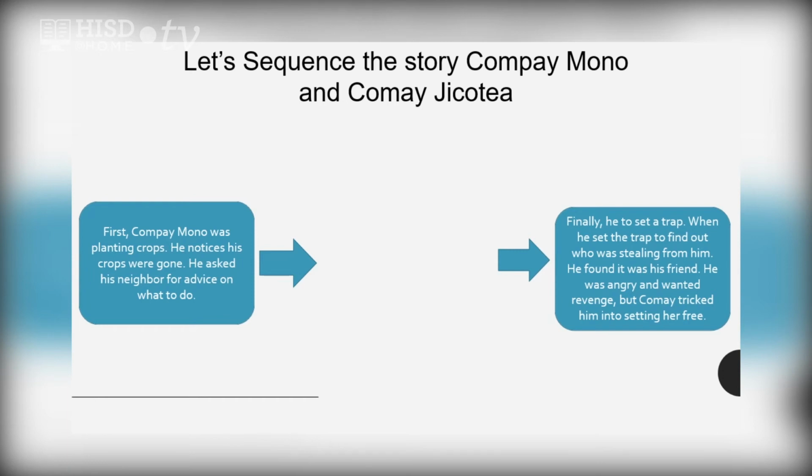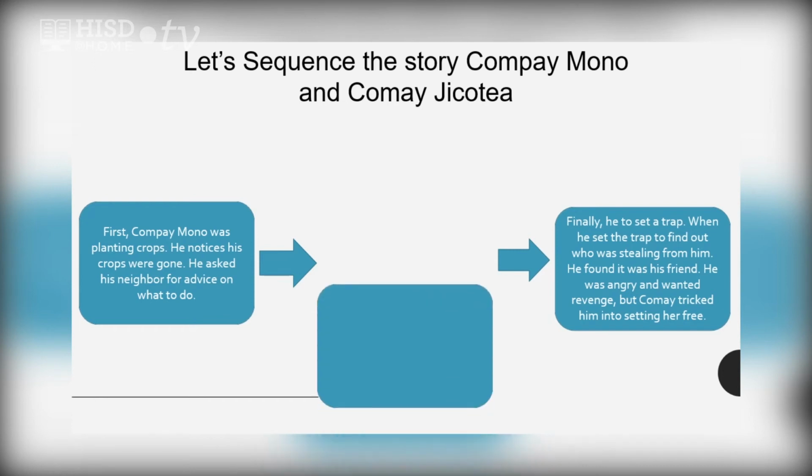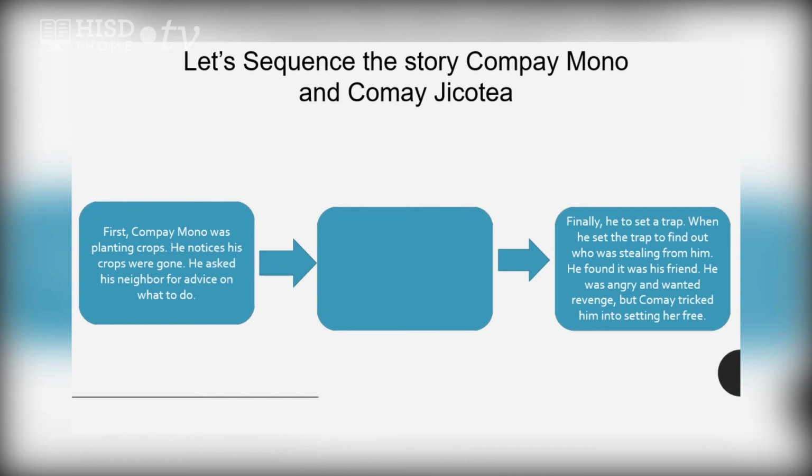So at the beginning, Compe Mono was planting crops. He notices that his crops were gone. He asked his neighbor for advice on what to do. In the end, he set a trap. When he set the trap to find out who was stealing from him, he found it was his friend. He was angry and wanted revenge, but Come tricked him into setting her free. So what you're going to do is you're going to tell me what event happened in the middle of the story. So we're looking for an event that happened after the beginning, but before the end.